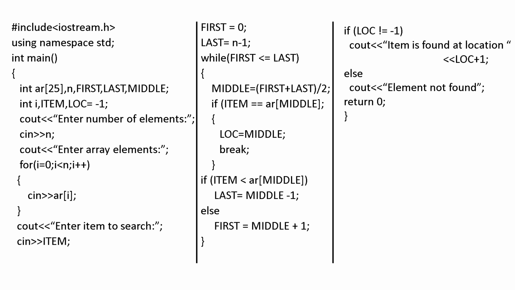This is a program for binary search. AR is the element array, N is the total number of elements, first, last and middle are 3 variables. I is the for loop variable, item is the element to be searched and LOC is equal to -1. Enter the total number of elements, enter the array elements using cin and enter the item to be searched for.